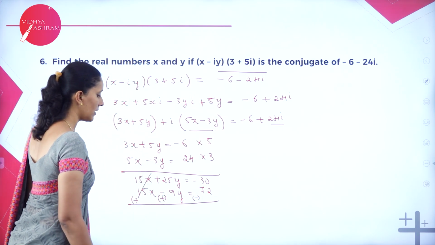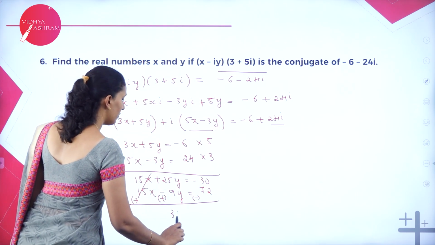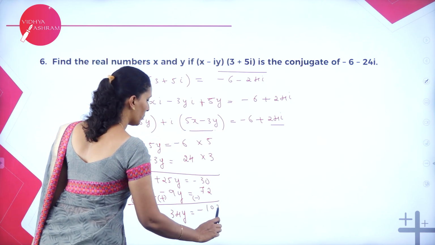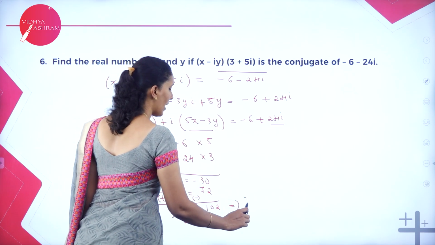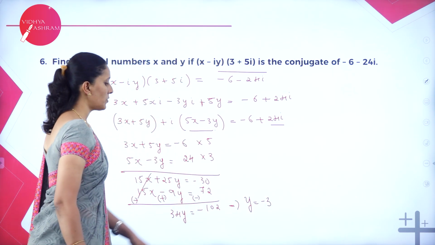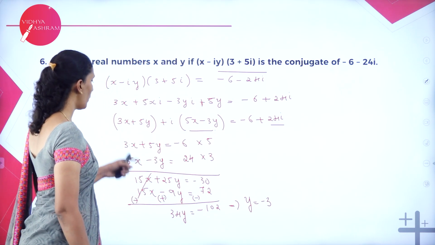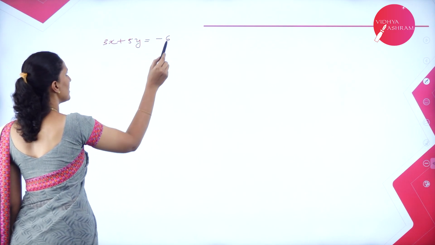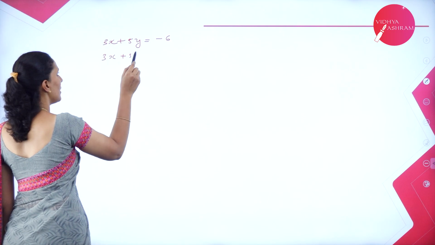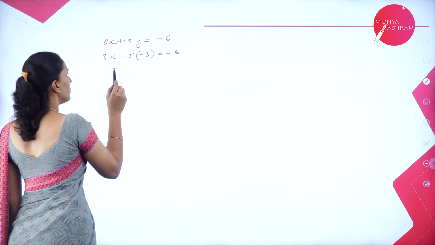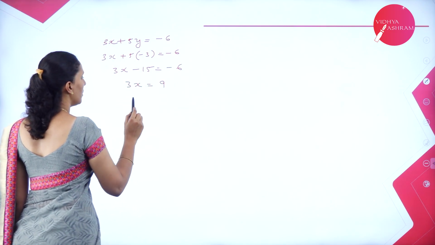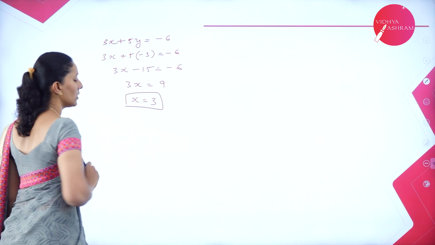So these two get canceled here. 25 plus 9 is 34y, and here you will get the value as minus 102. So solving this, you will get the value of y is equal to minus 3. Substitute y is equal to minus 3 in any one of the equations. We have 3x plus 5y is equal to minus 6. We have y as minus 3 now, so we have 3x minus 15 is equal to minus 6. We have 3x is equal to 9, so x is equal to 3. Thus the value of x is 3 and y is minus 3.